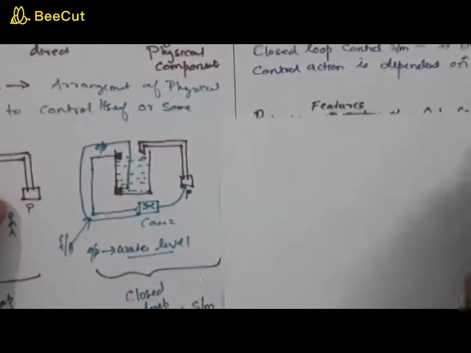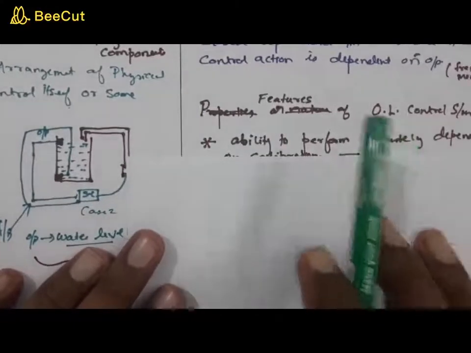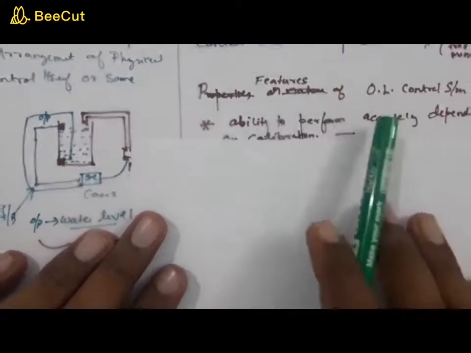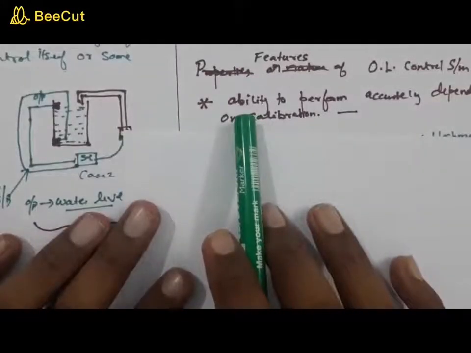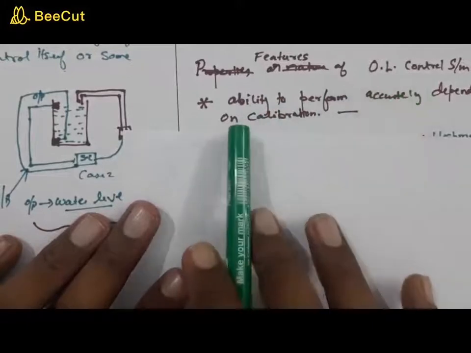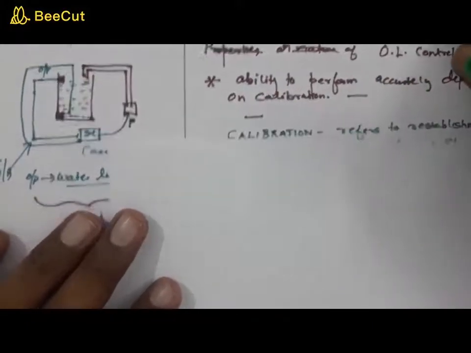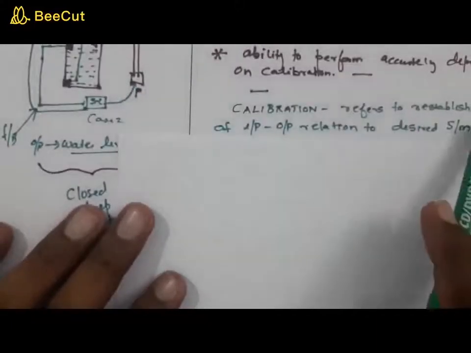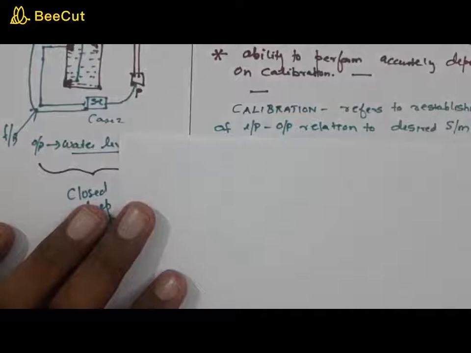Now let's move on to the next portion, which is the features of open loop control system. The following are the two important features of open loop control system. Number one, its ability to perform accurately depends on calibration. I'll explain what calibration is. Calibration refers to the re-establishment of the input-output relationship to the desired system accuracy.